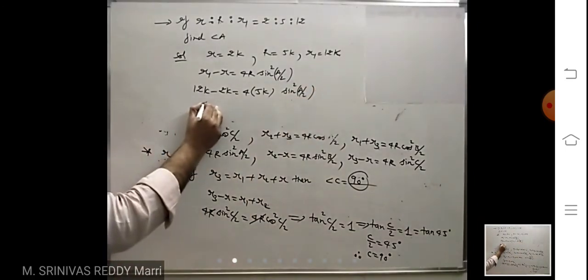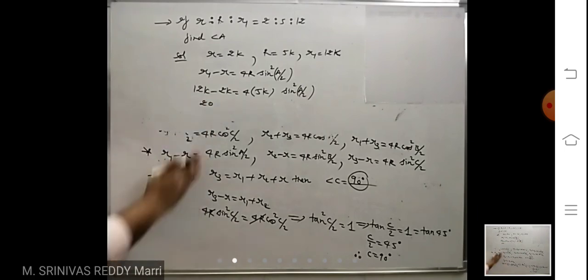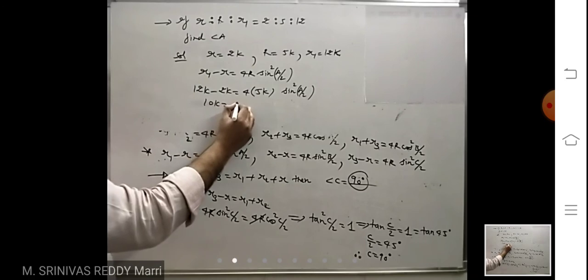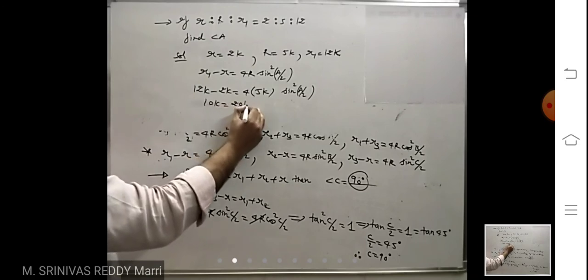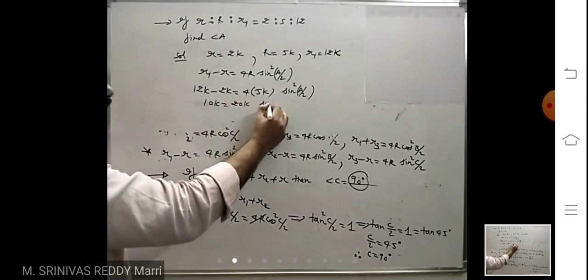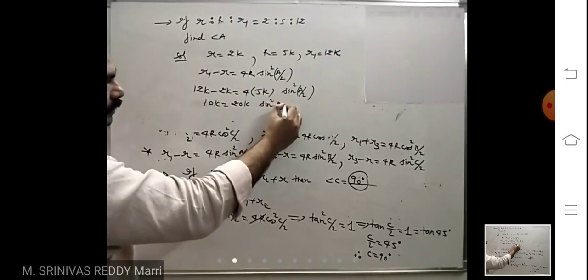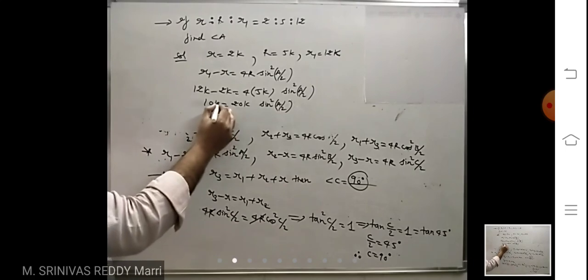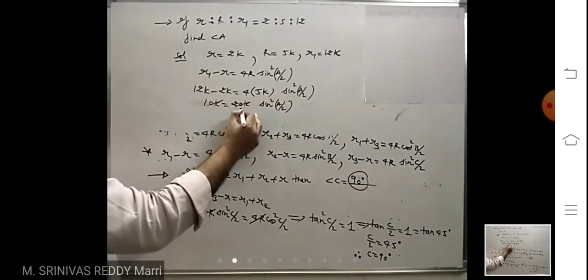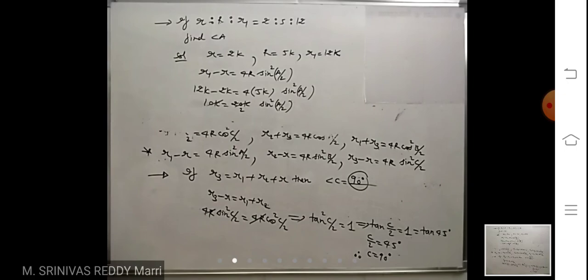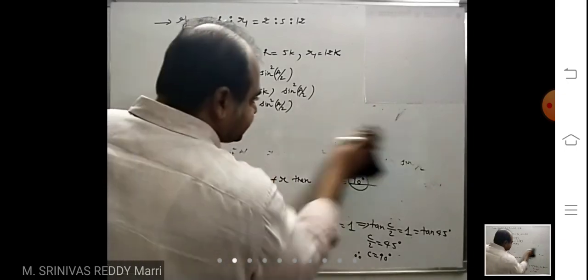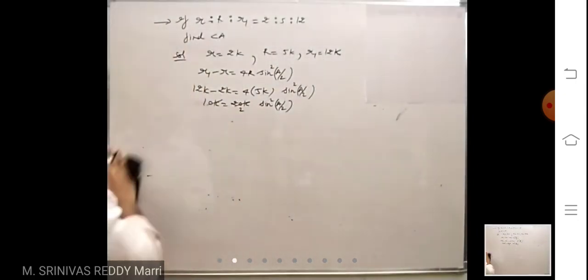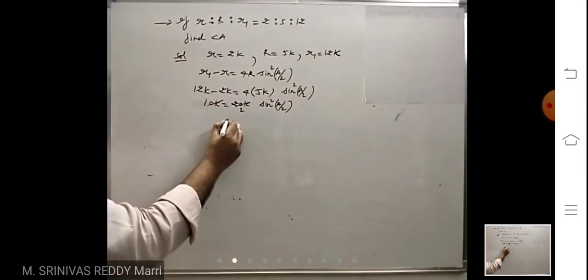Now this is 20k, and this is 10k, equal to 20k into sine square A by 2. So 10k is 2 times. Therefore, the sine square A by 2 value you are getting: sine square A by 2 is nothing but 1 by 2.